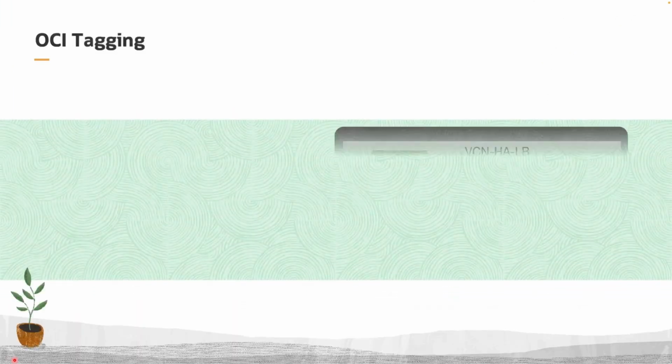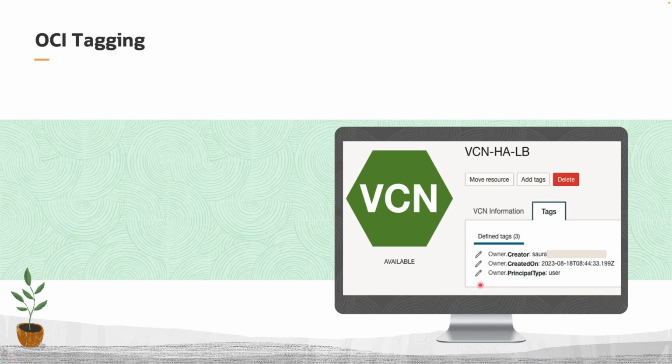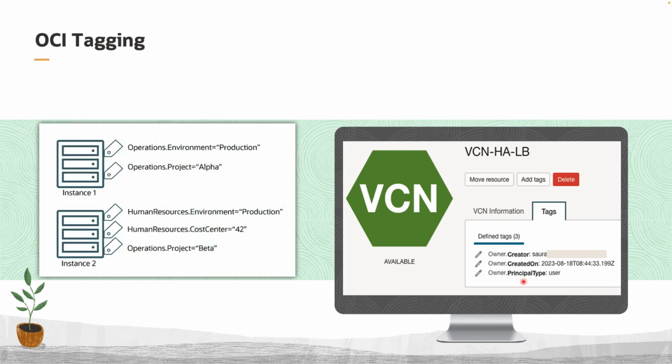OCI tagging allows you to add metadata to resources, which enables you to define keys and values and associate them with resources. As you can see in this example, you can tag resources with a reference to project, the cost center, or even the project phase, such as production or development. And then you can use the tag in the policy statement to control access to resources in OCI.